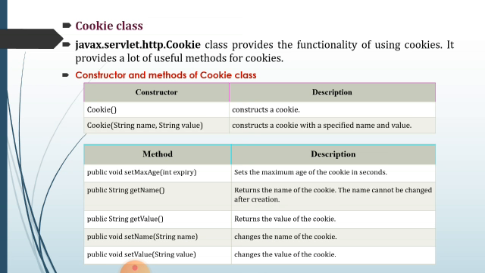So all these things are handled by the cookie classes. It has some methods to handle this process. What are all the constructors? See here, the cookie class. The javax.servlet.http.Cookie class provides the functionality of using cookies. So within that cookie class, it has constructors and methods to handle all the cookies. Okay. So here, constructors and methods of the cookie class.